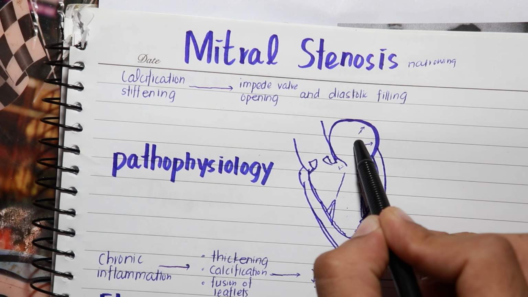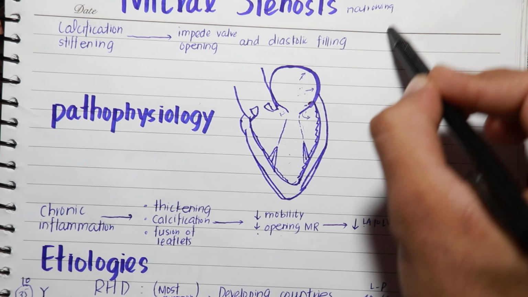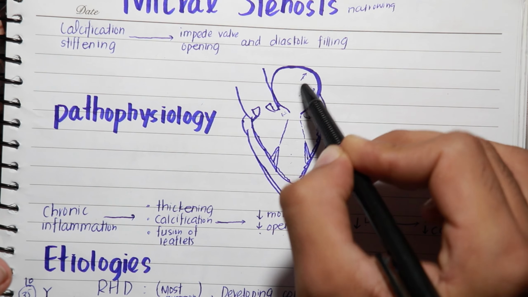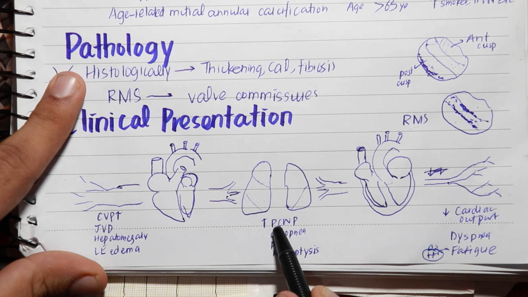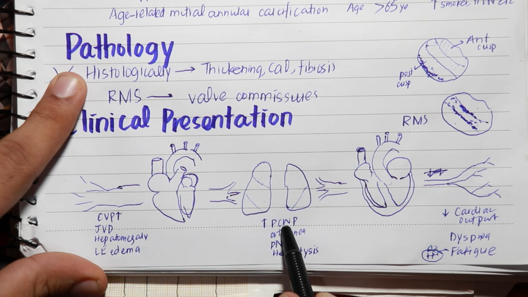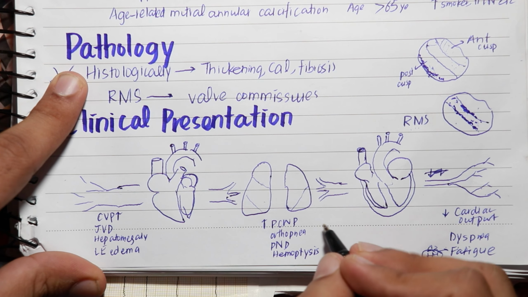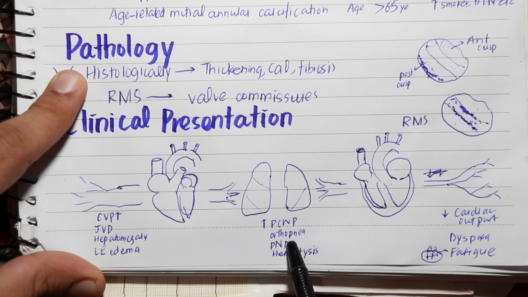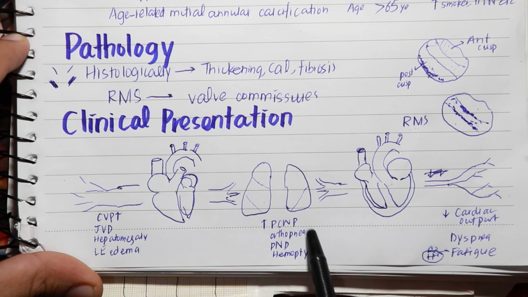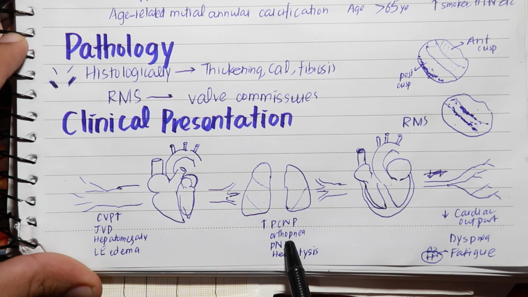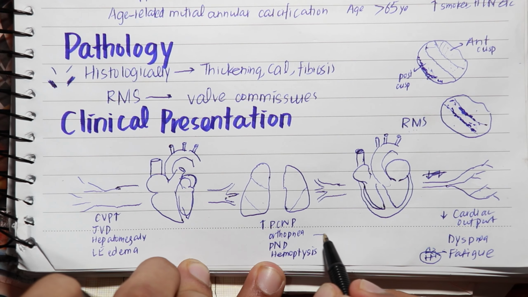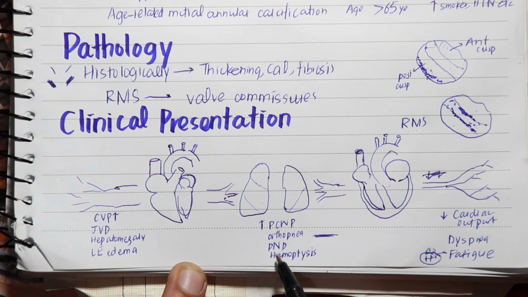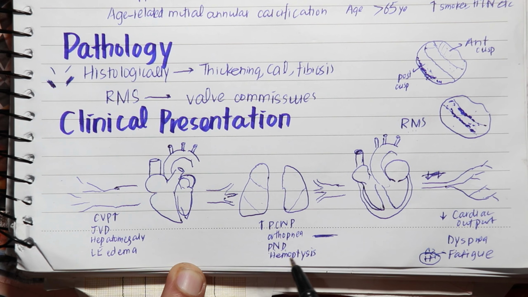Now blood is accumulating here in the left atrium. The blood that is coming from the lung into the left atrium is also not coming. Why? Because there is more pressure. So there would be increased pulmonary capillary wedge pressure in the lungs. The capillaries in the lungs have more pressure because blood is not going into the left atrium. So it would cause orthopnea. Orthopnea means the patient feels dyspnea at night, when in the supine position, lying down, he will feel dyspnea. Paroxysmal nocturnal dyspnea and hemoptysis.